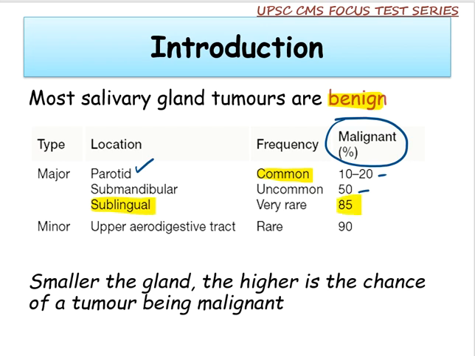And when you see the minor salivary glands, which are in the upper aerodigestive tract, the frequency of tumors is very rare, but you see the malignancy rate, it is 90%. So you can see that the parotid gland is relatively a bigger gland and a major salivary gland, where the malignancy is less. But the minor salivary glands, the frequency of tumors is less, but whatever tumor occur, there is a high chance that it is malignant. So that is why I have put up in the slide, smaller the salivary gland, higher is the chance of it being a malignant tumor. This is a very important dictum as far as the salivary gland tumors are concerned.